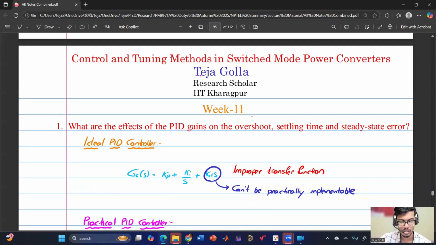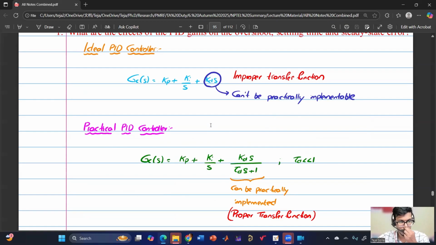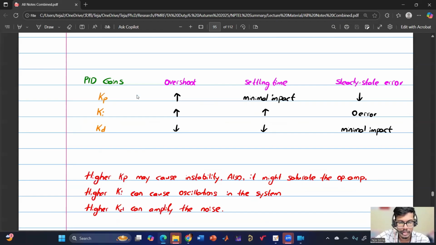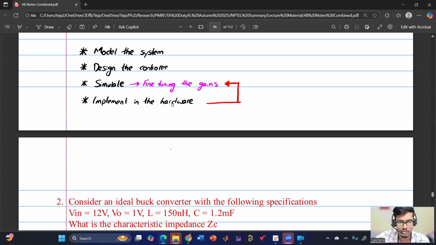Okay, sir. Yeah, that's a very good point that you have raised. In week 11, we have discussed the PID controller first, and how the PID controller has an effect on overshoot, settling time, and steady state error. So this is very important. We have again revised why we need a practical PID controller and why an ideal PID controller cannot be implemented. And then we have seen how the PID gains affect overshoot, settling time, and steady state error. So this is very important. If you have any queries, you can go through that week's lecture.